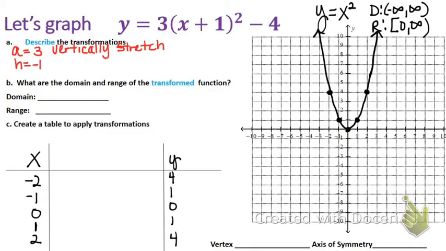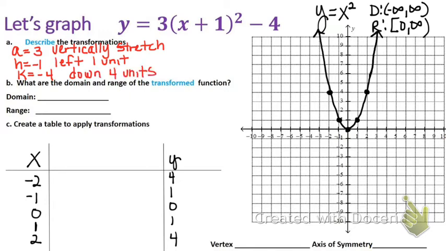The h value is -1. That can be found inside of the parentheses, and it is the opposite. So because it's negative, it is going to move left 1 unit. The k value is -4. So it's going to move down 4 units.